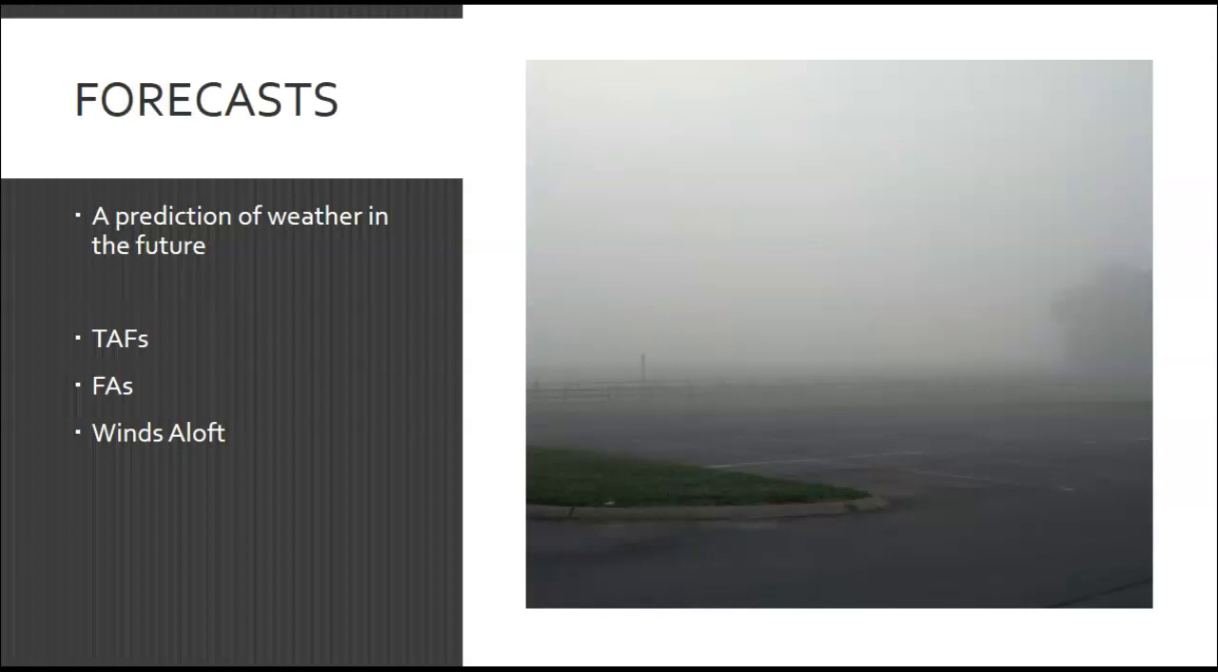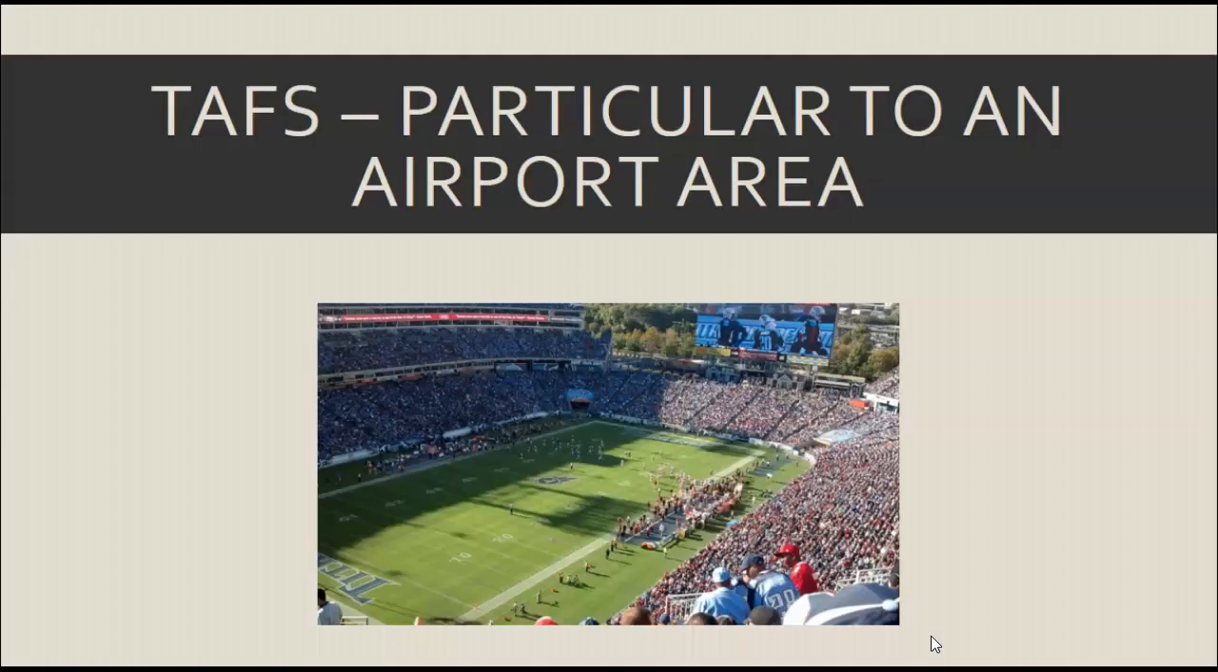A METAR is a report about current weather at an airport. But we also need to have forecasts about future weather or prediction of weather in the future. And we can get that through a terminal aerodrome forecast or a TAF, area forecasts for certain areas, and winds aloft forecast. Terminal aerodrome forecasts or TAF apply to a big airport and only to a certain area around the big airport, about 5 nautical miles.